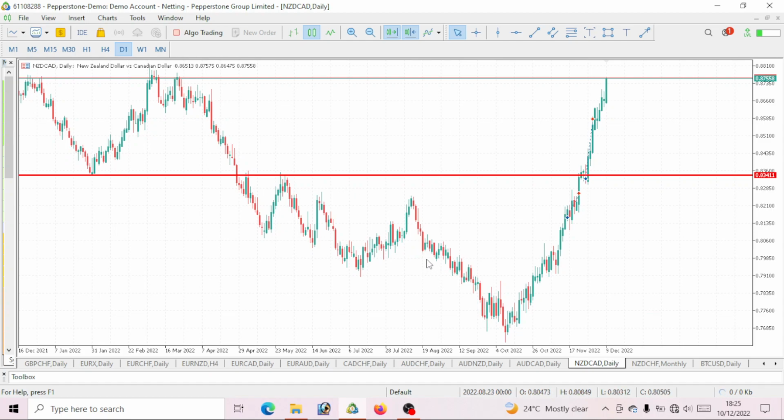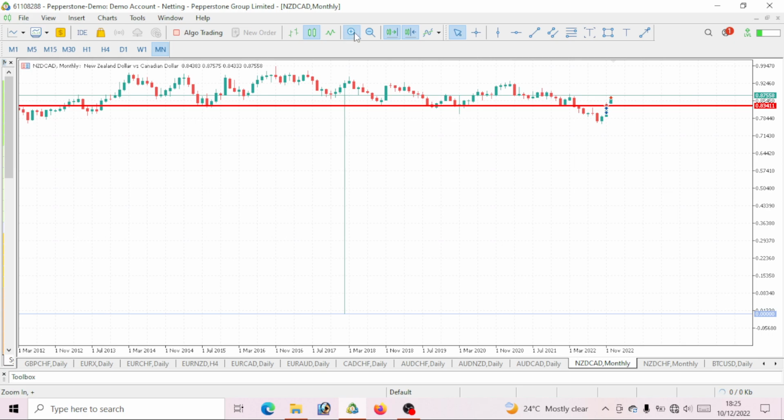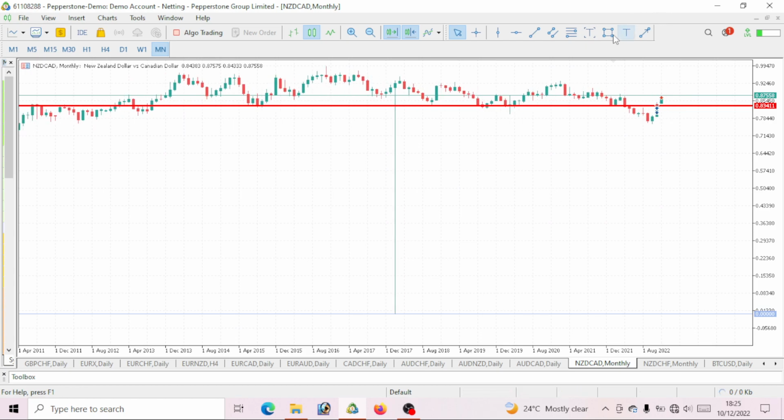So when you take a look at this New Zealand CAD, we would want to analyze it from the higher time frame to be able to understand this movement. When you take a look at it from the monthly time frame, right now the price is tiny, so bear with me.